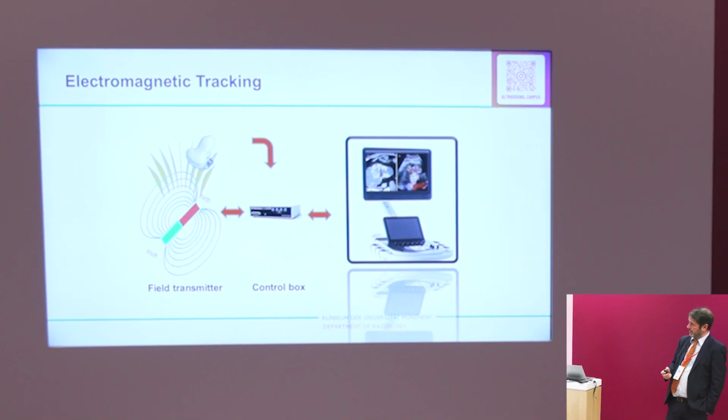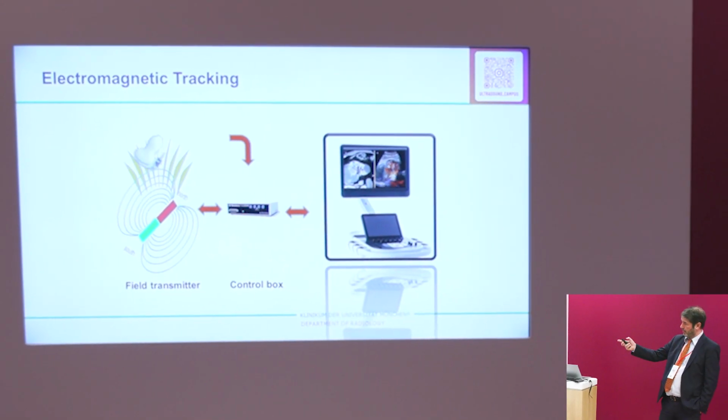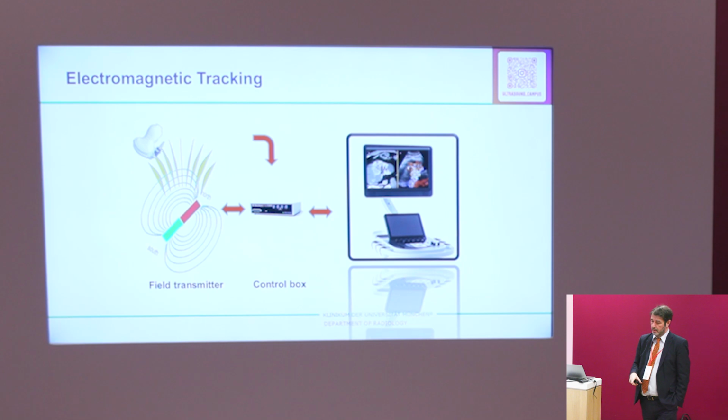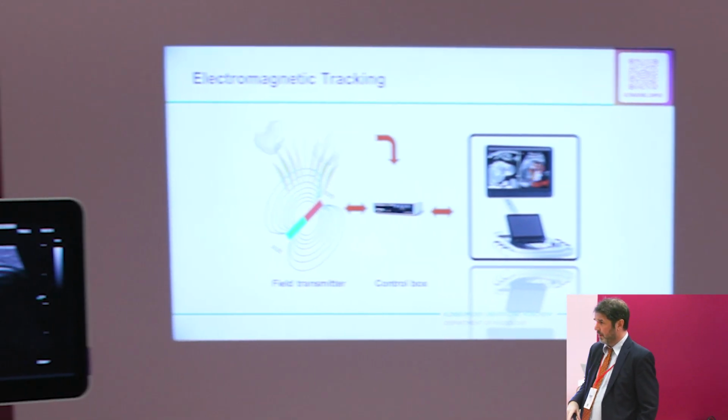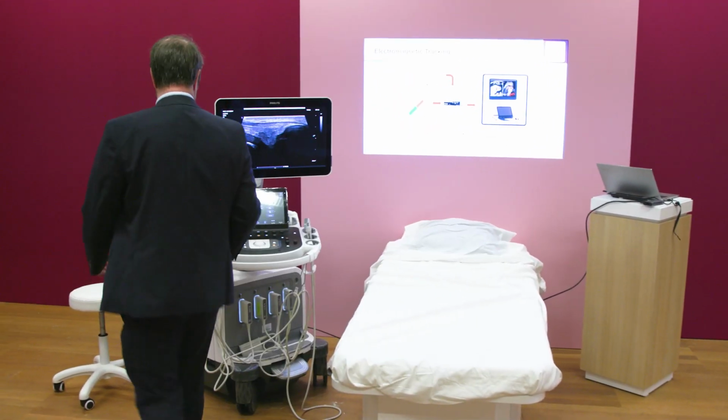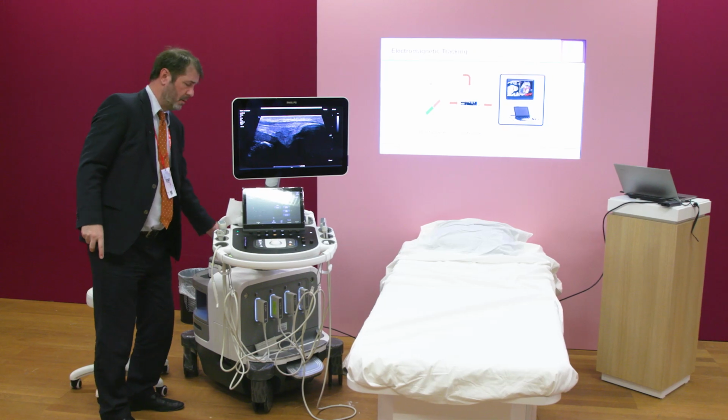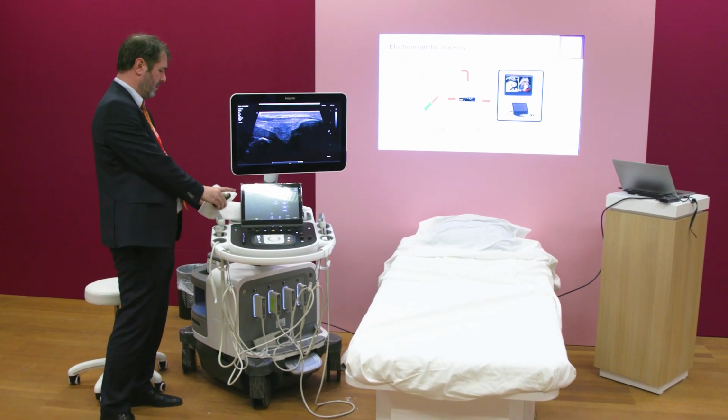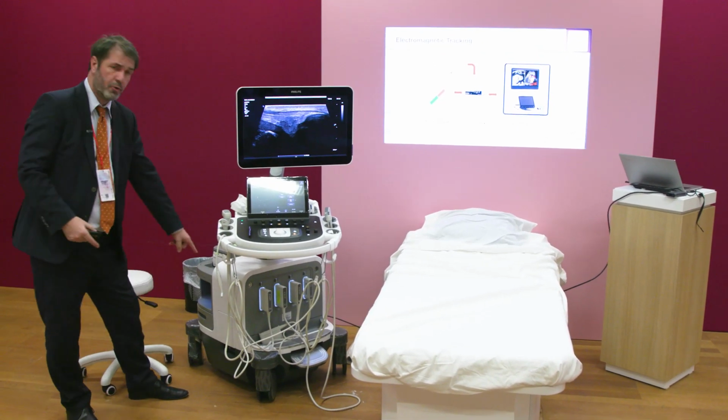And once you have done the registration, you see there's a control box. This control box is inside of the system. Normally on the back of the system, there's a printer here, there is a magnetic field generator, and the control box is inside.